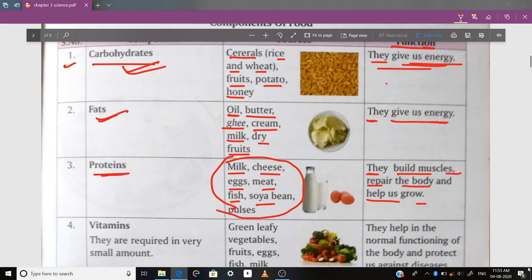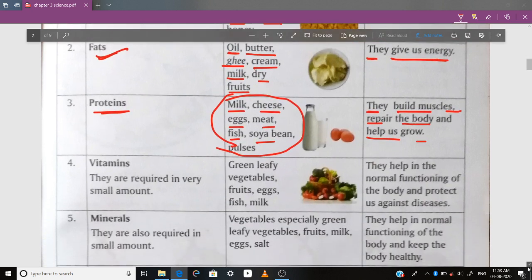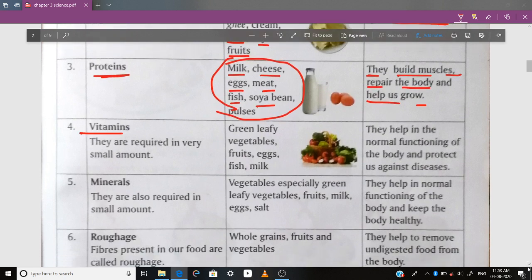Now let's talk about the vitamins. Vitamins are required in very small amounts. We don't need them in a very large amount. What are the sources of vitamins? They are green leafy vegetables, all the green vegetables, and then fruits, eggs, fish and milk. Different sources have different kinds of vitamins. We don't have to study the types of vitamins, we just have to remember the sources that provide us different vitamins.